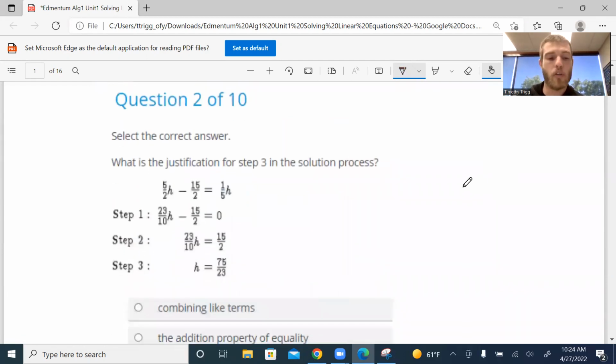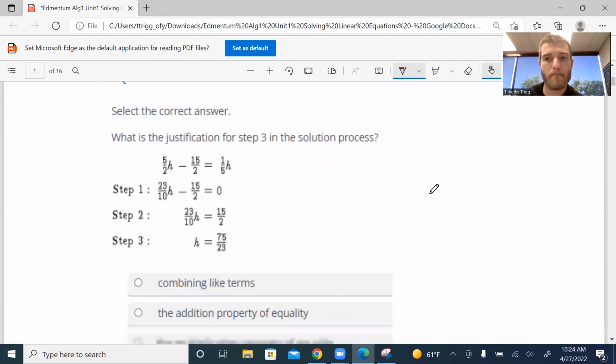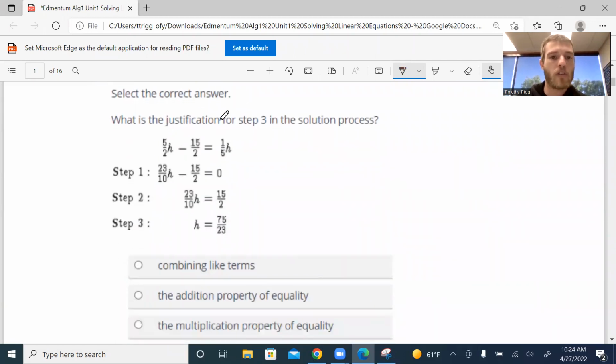I think you could probably do that one on your own anyway, but all right. What is the justification for step 3 in this process? Okay, so we have some fractions.